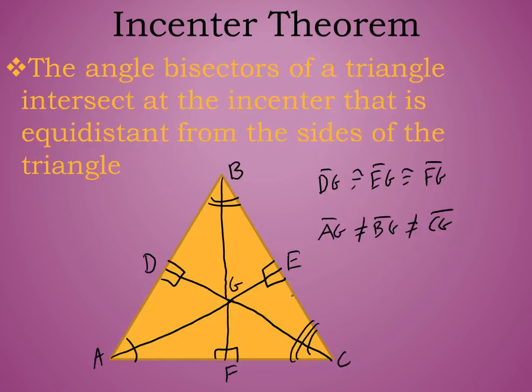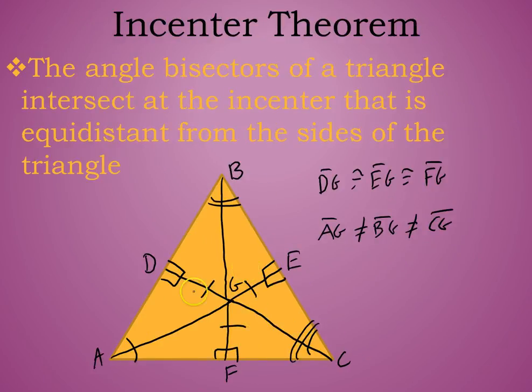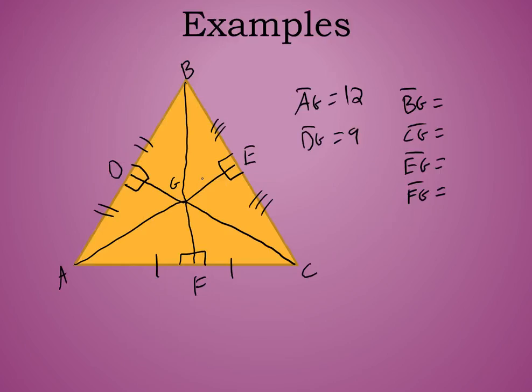The incenter is the same concept with the angle bisectors, just the opposite. Now these perpendicular segments are equidistant from the sides of the triangle. So DG, EG, and FG are all the same distance, whereas for the actual angle bisectors, we don't know anything about their lengths. They're not equal. If you need help remembering them, it's just the reverse logic. For perpendicular bisectors, the perpendiculars aren't equal, the other lines are. For angle bisectors, the angle bisector lines are not equal, but the perpendicular lines are. It's just reversed. So let's use this to solve some problems.